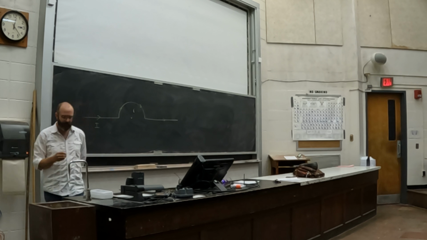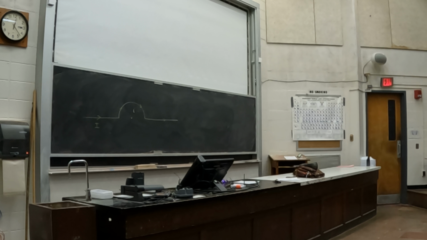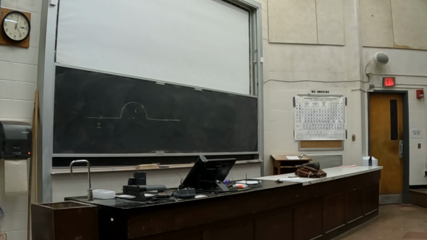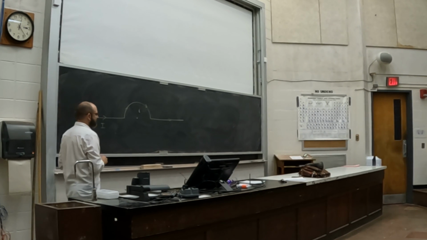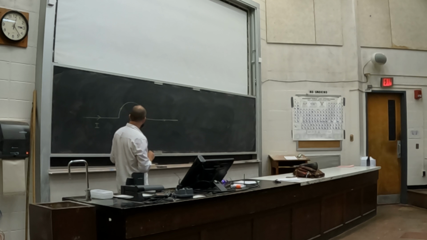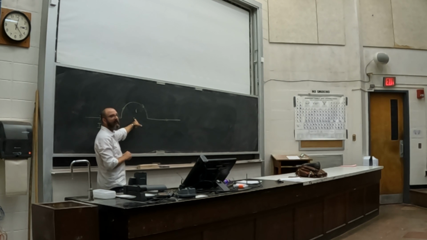Okay, I have here a wire, which is mostly straight, but I've bent part of it into a semicircle of radius r. And this wire carries a steady current. I would like to know the magnetic field due to the wire at this point, right at the center of the semicircle.